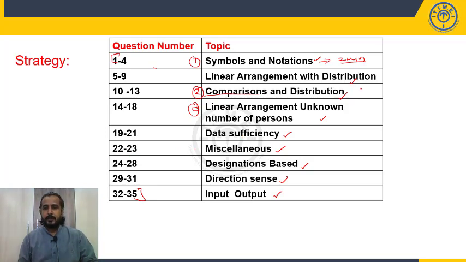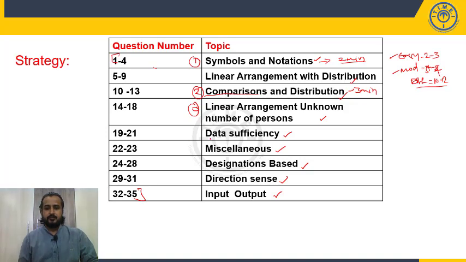For comparison distribution you may spend a maximum of 3 minutes. Remember that easy questions we can solve in 2 to 3 minutes. Moderate level questions in prelims, 4 to 5 questions, take 3 to 4 minutes. Difficult sets will take 10 to 12 minutes, and difficult sets we get only in mains. In prelims we get easy sets or moderate sets.